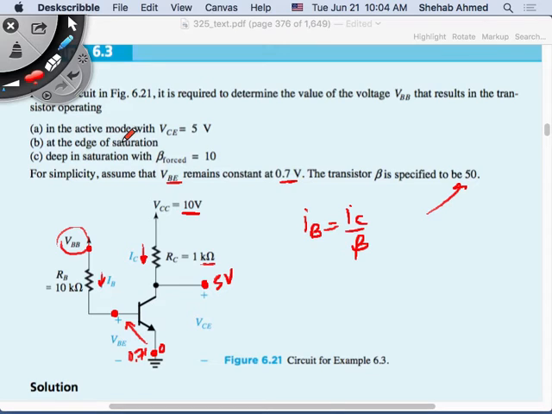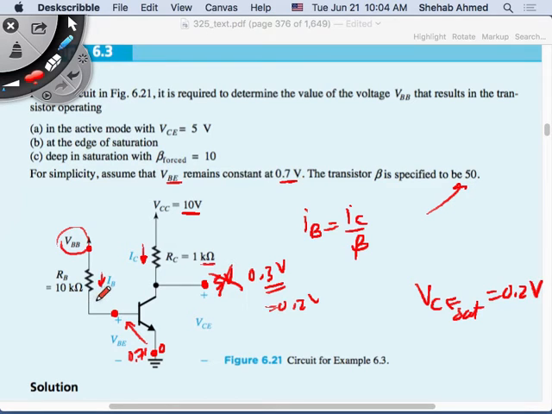What did we say happens at the edge of saturation? We will not have VCE equal to 5 volts, obviously. What is VCE equal to at the edge of saturation? Deep in saturation, what is VCE equal to? VCE sat, we will assume it's 0.2 volts, right? At the edge of saturation, let's say VCE will be about 0.3. So we will assume this to be about 0.3 volts, and then we solve again and calculate VBB, same thing. And then deep in saturation, we put this as 0.2 volts, solve again, and see what happens to VBB, right?